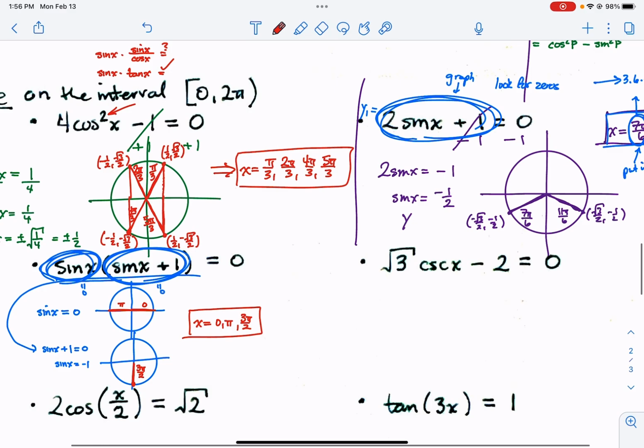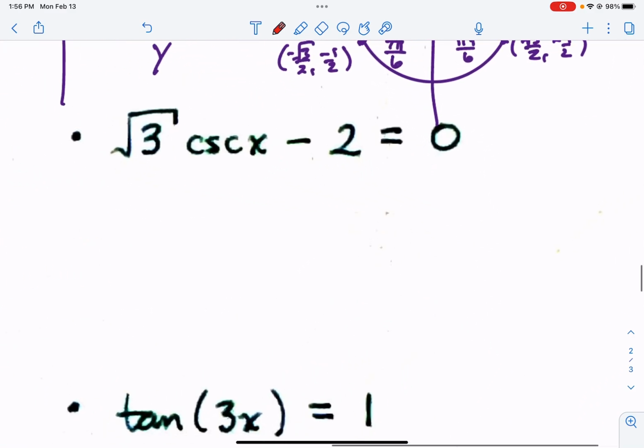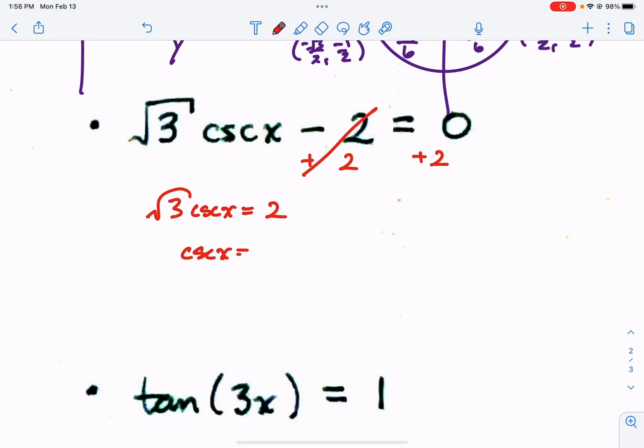All right. Let's try this one over here. Radical 3 cosecant of x minus 2. I think I did this one in class for most sections, but let's go over it again. So again, try to solve as far as you can go. So we're left with this. It's equal to 2. Divide both sides by root 3. So we get cosecant of x is equal to 2 over root 3.